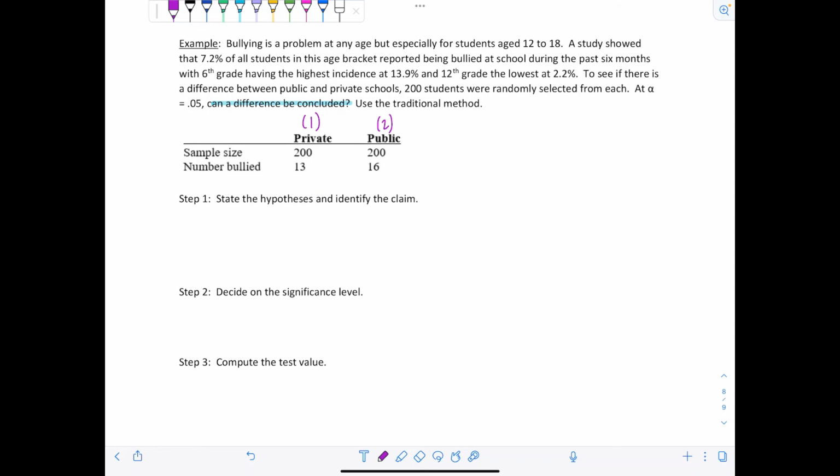Okay. State the hypotheses and identify the claim. So the null is always going to be that P1 is equal to P2, or you could see it that P1 minus P2 equals 0. Remember, that's another way we write it. And then the alternative is that P1, in this case, just a difference means that they're not equal to P2. Or remember, we could write P1 minus P2 is not 0. And the claim is right here in the alternative.